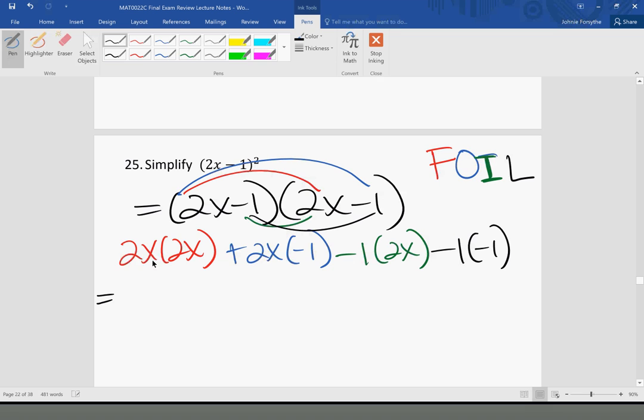Now let's clean this up. So 2x times 2x. 2 times 2 is 4. X times x is x squared.